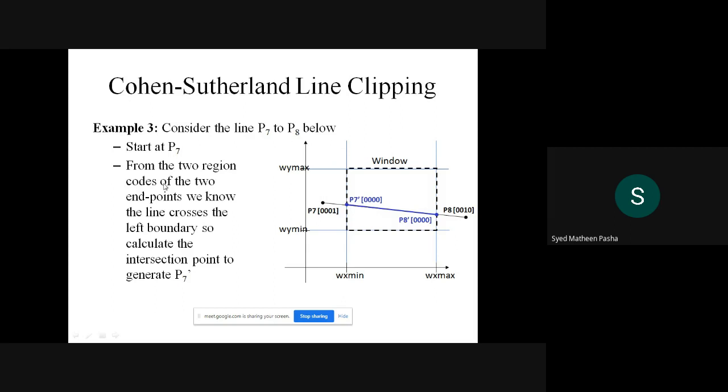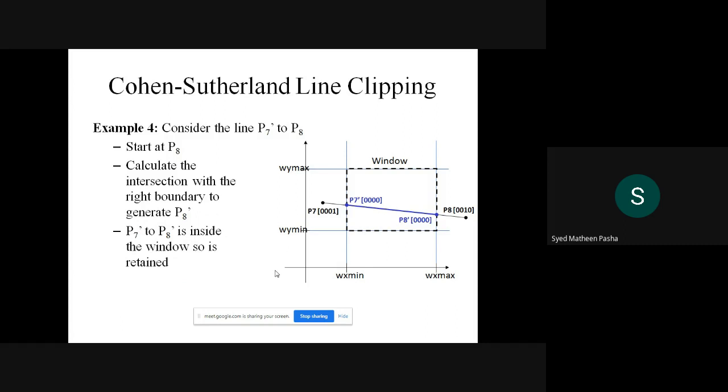From the two region codes of the two endpoints, we know the line crosses the left boundary. So calculate the intersection point P7 naught. Once the intersection is done, I calculated that this lies inside the window, so this is not clipped. Only the lines which are outside the window are clipped. So these are some of the examples of the Cohen-Sutherland line clipping algorithm. Similarly, if I start from point P8, I will check for P8 dash, but the intersection point lies inside the boundary of the window. I am not clipping that particular line here.